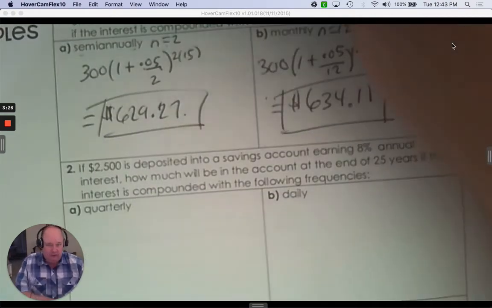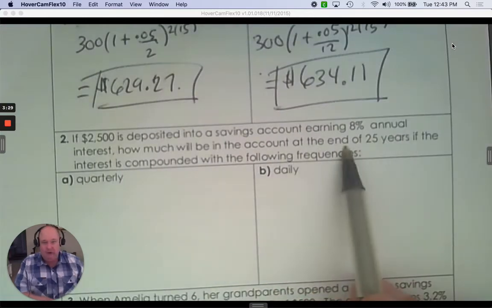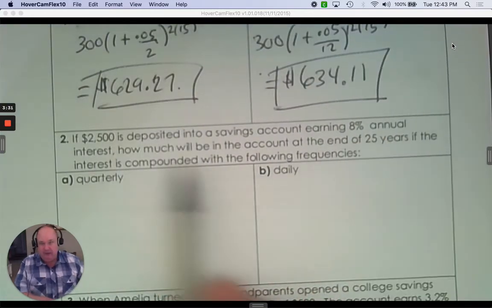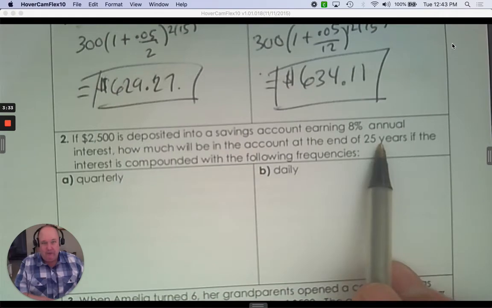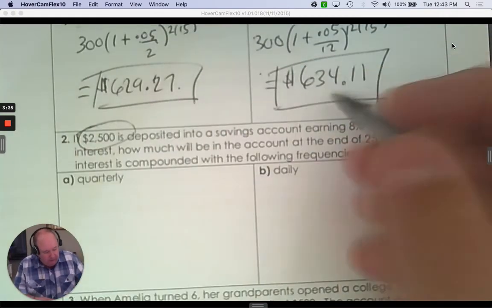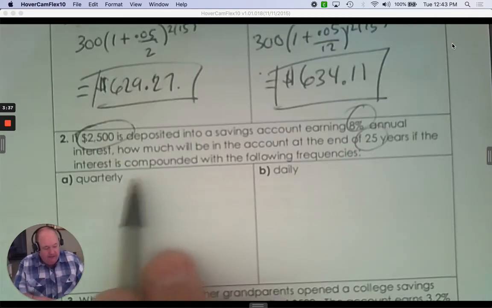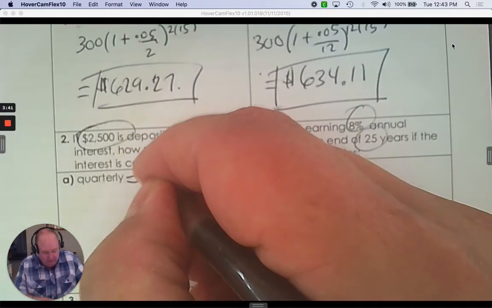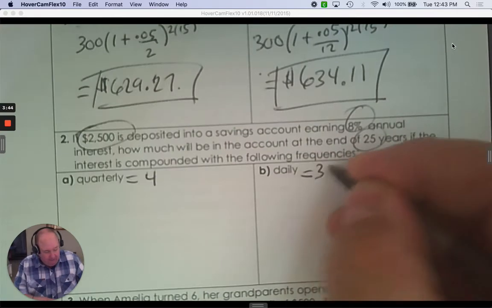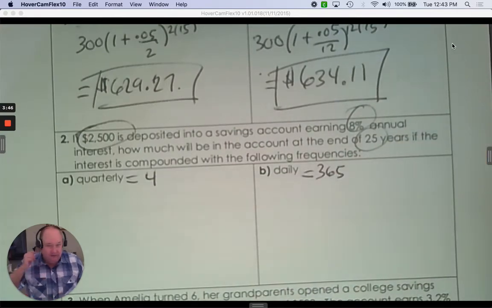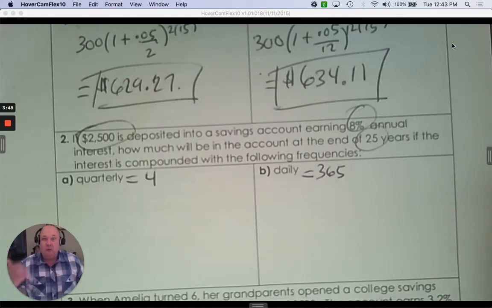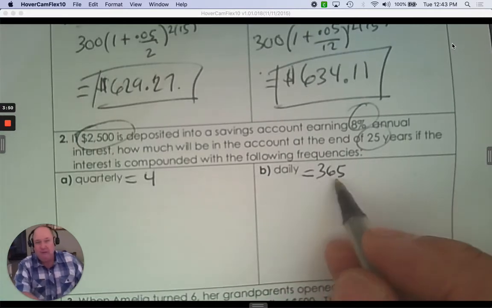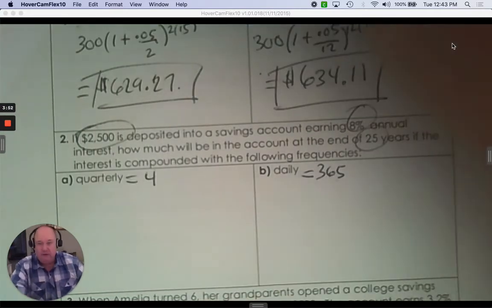Number 2, if $2,500 is deposited in a savings account earning 8% annual interest, how much will be in the account at the end of 25 years? These are the numbers we're going to use in our formula, and then it's compounded with these. Quarterly means 4 times a year. Daily would mean 365 times a year. I know there's one year that has more days, but we're going to use 365 and then use the formula.